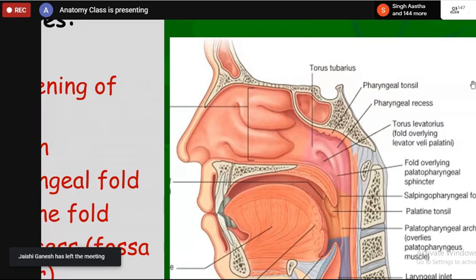What is the communication of the auditory tube? What are the two parts which will be communicated by the auditory tube? One is the nasopharynx, next one is the middle ear. Between our external ear and middle ear, what is there? The tympanic membrane is there. In the external ear, the air comes from the outside atmosphere, right?